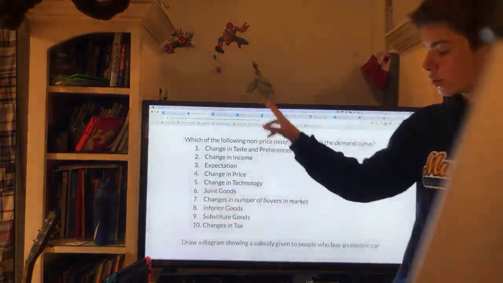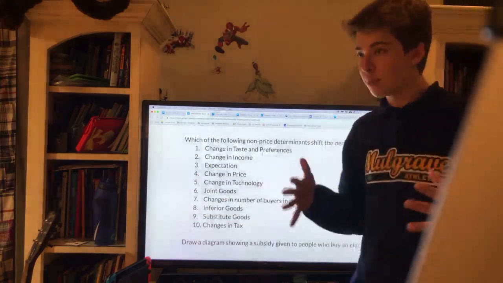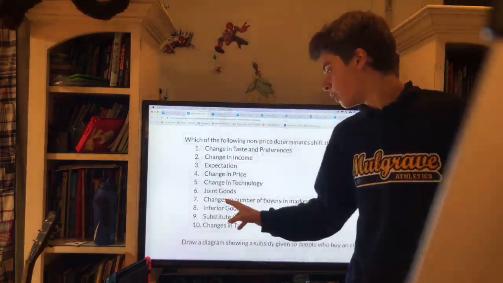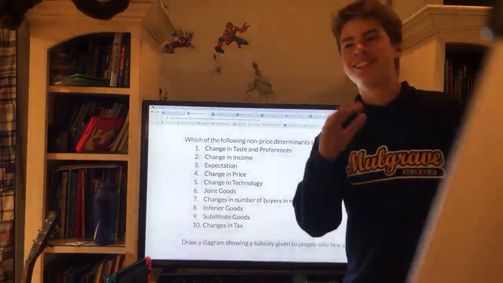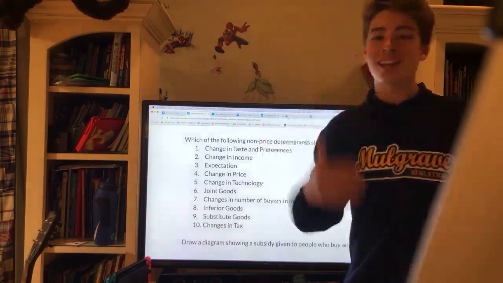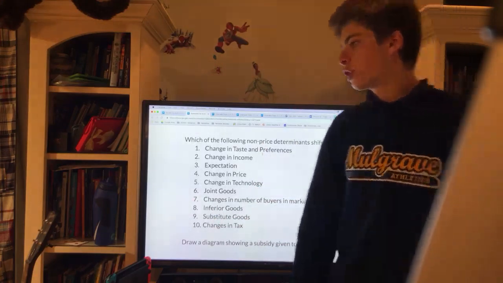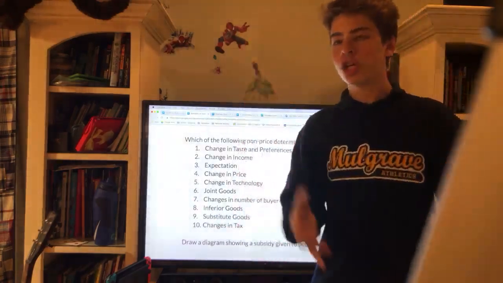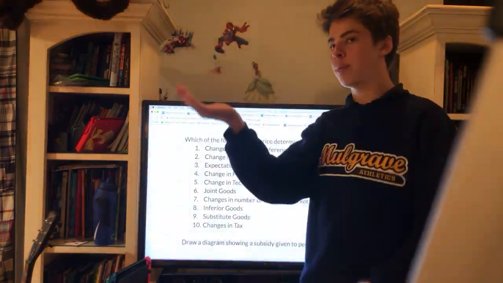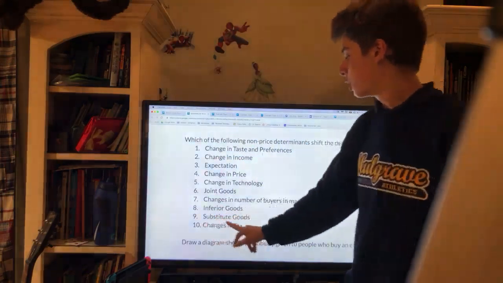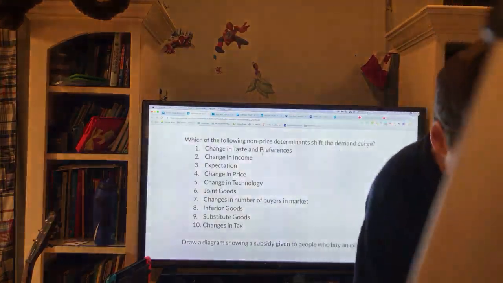Changes in the number of buyers in the market would be a demand shift, as there are more people in the market that want to buy a product. Inferior goods are things such as noodles. Those are things that people would buy with less income. Substitute goods are goods that can easily be exchanged, such as Coca-Cola and Pepsi. If more people want Coke, fewer people are going to want Pepsi, so that shifts the demand curve. Changes in tax, as we talked about before, would shift the supply curve.